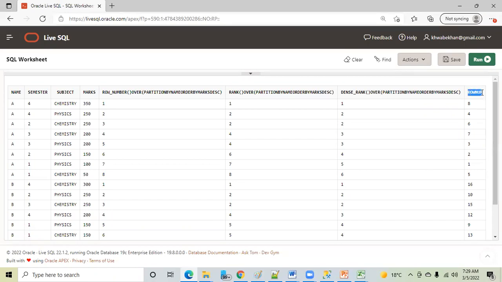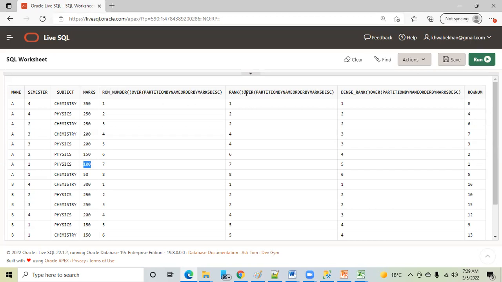If you see row num, the number is 8 here, 4 here, 8, 6, 4, 7, 3. If you closely analyze this, you will not find any pattern here. You can ask me, why is this 8? Why for 350 marks is it 8? I don't have any answer. You can ask why this is 1 for 100 marks. I don't have any answer. The reason is the sequence in which it is inserting the record, it is giving this value. So this is not having any logic.